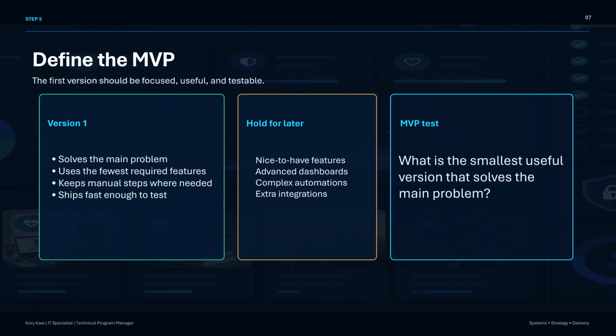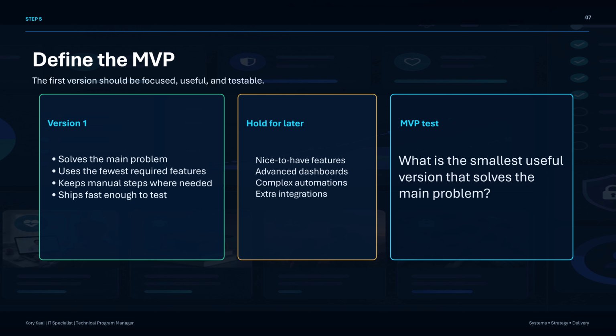Next, I define the MVP. The MVP is the smallest useful version of the project. This is where you have to be disciplined. A lot of projects get too big because everyone wants their favorite feature in version 1. That is how a simple project turns into a long, expensive project.